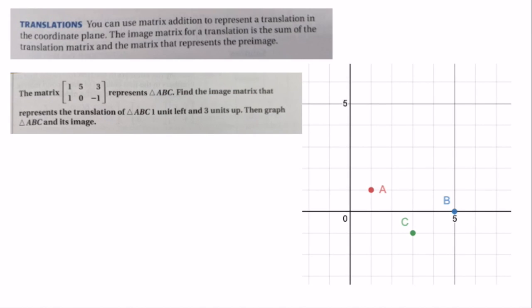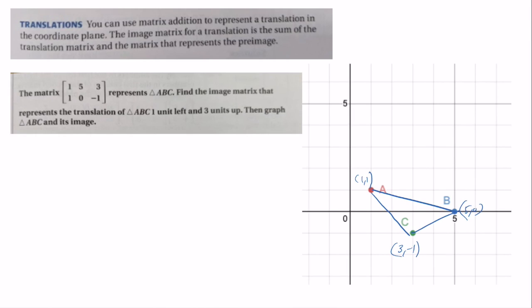For our last example, we're going to add 2 matrices together to perform a translation, sort of like we did with the vectors. And it sounds a little more confusing than it is. It's pretty simple. So let's just go through this. First, we have this triangle ABC. I'm just going to connect it right here. And so I'm just going to write the points, right? This is 1, 1, 5, 0, 3, -1.